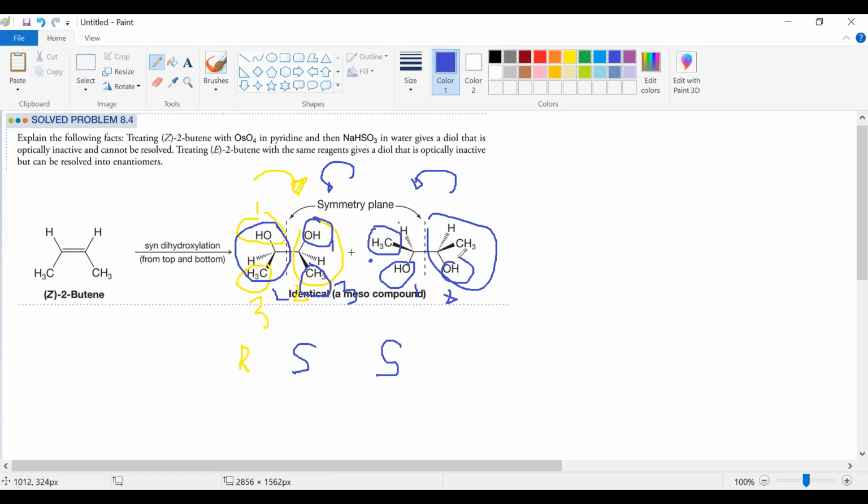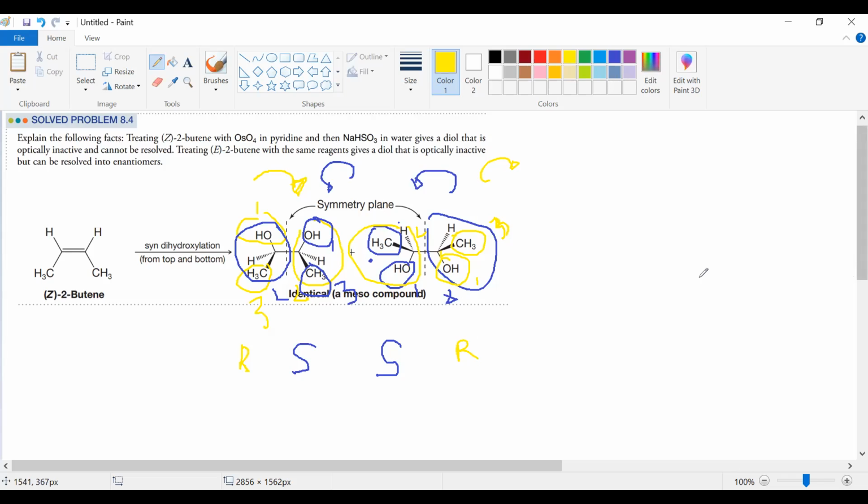You have your OH. You have your OH, you have your CH3, and then you have this one. So priority 1, priority 2, priority 3. You have 1, 2, 3. So R or S? Counterclockwise, clockwise? Clockwise. So this is R or S? R. This is R.